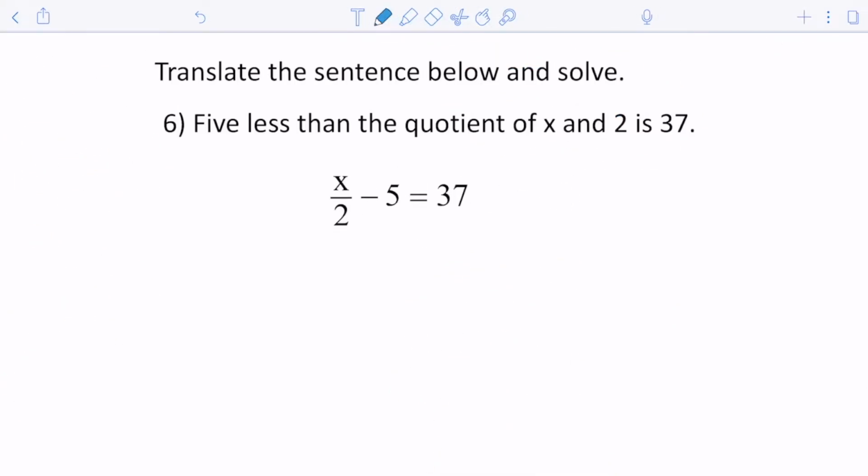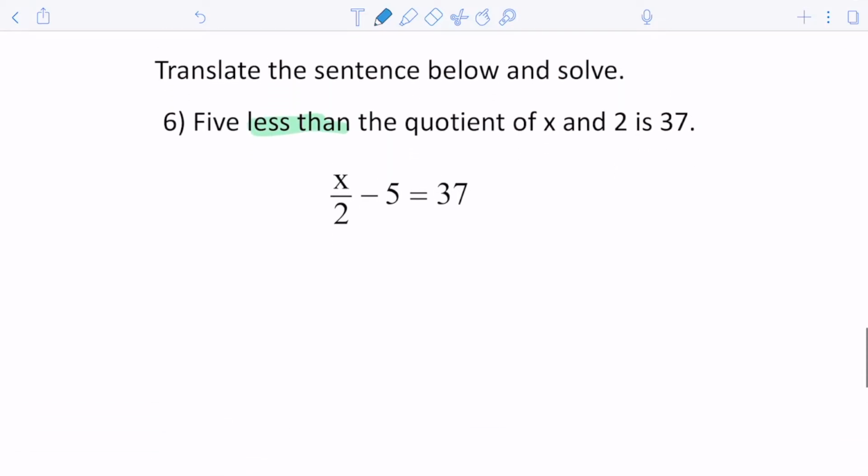Okay, so now we're going to do some translating. 5 less than the quotient of x and 2 is 37. So showing this, we're going to look at 5 less than. So it says 5 less than. So whenever you see that, that's kind of like a backwards word. So 5 less than is going to be something minus 5.